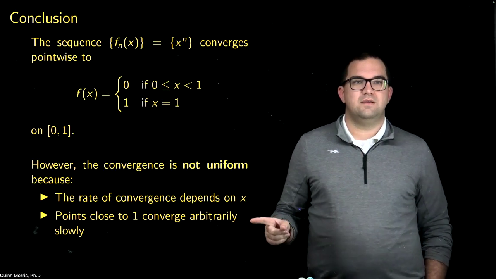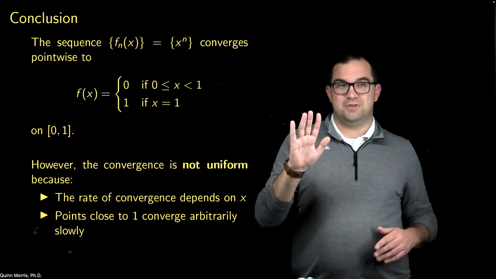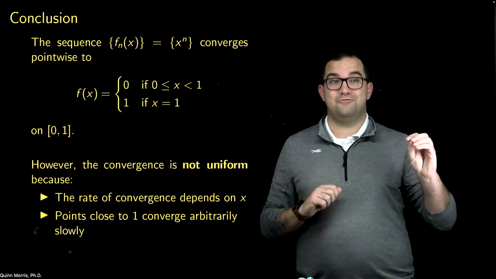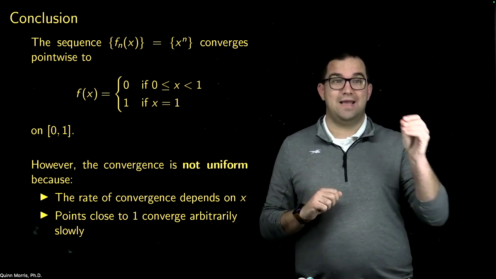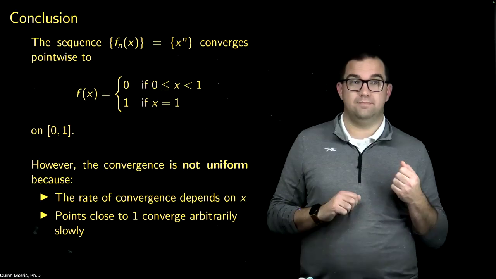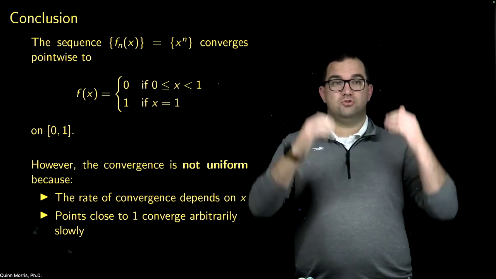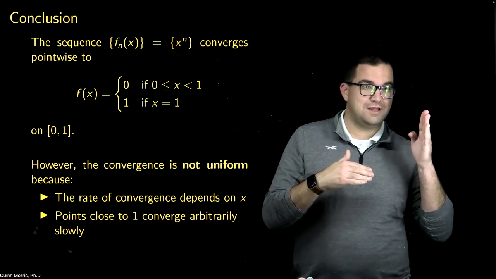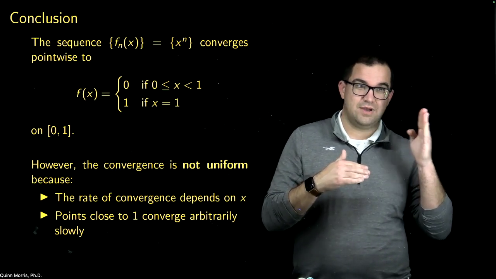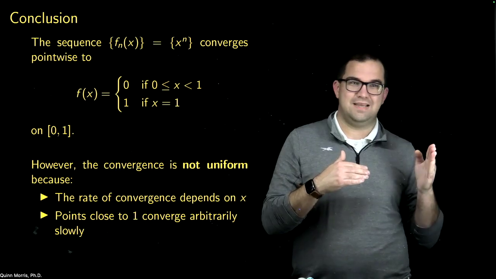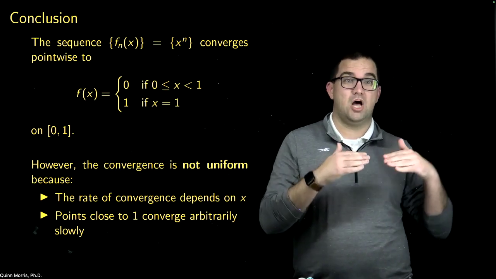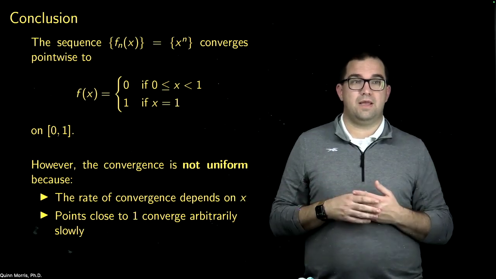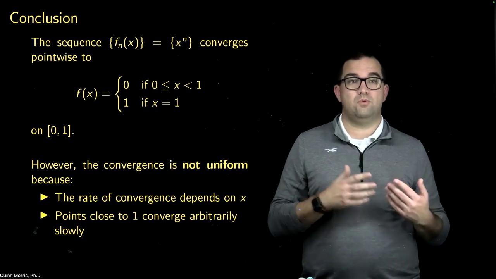So it's really the fact that it's not just that there's some place where there's fast and some place where there's slow. It's that you can make the convergence as slow as you would like by getting closer and closer to 1. However close you want your function to be getting to 0, you can get your x value close enough to 1 that your function isn't quite within that epsilon tolerance yet.